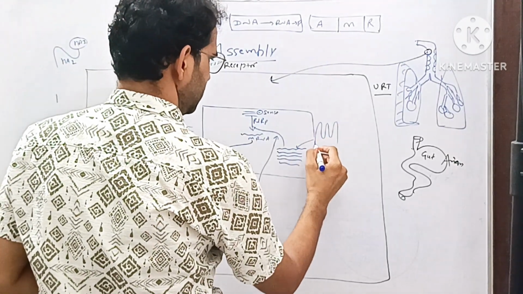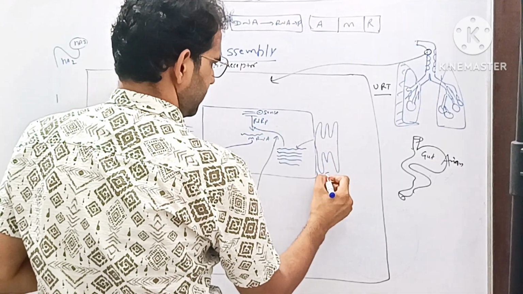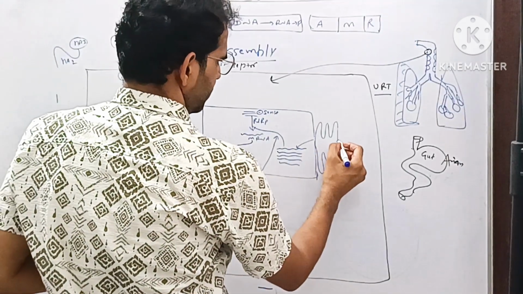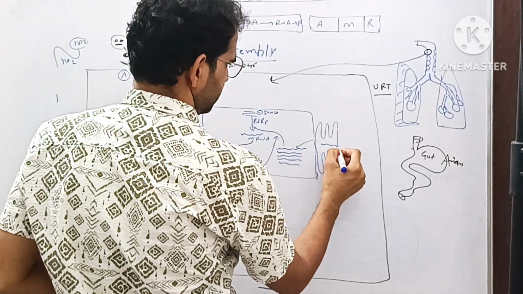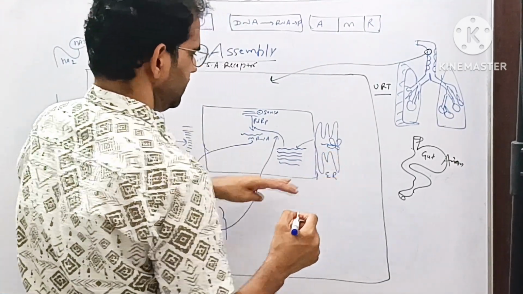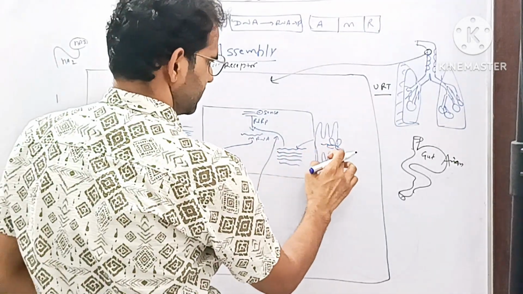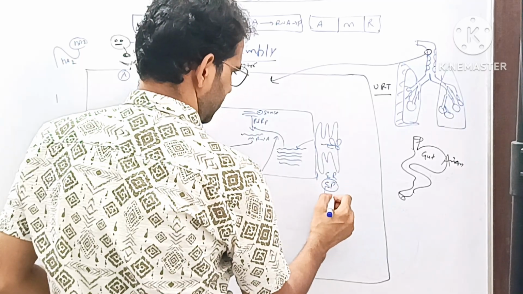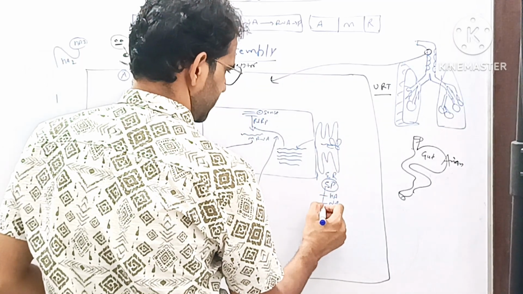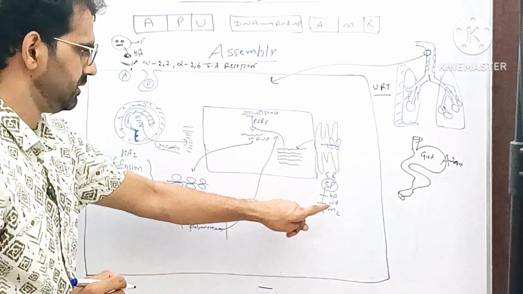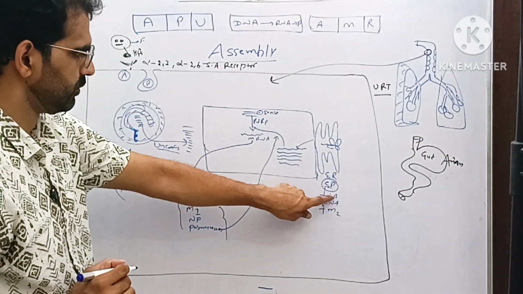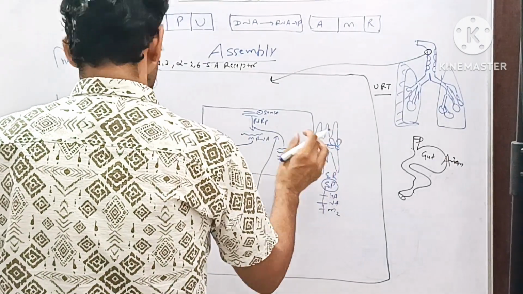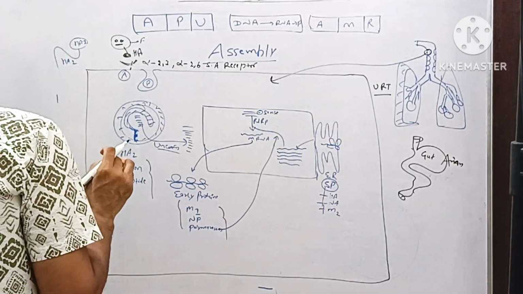this is the endoplasmic reticulum. On this endoplasmic reticulum, protein synthesis takes place. So which proteins are synthesized here? Structural proteins. Hemagglutinin, neuraminidase, and M2 ion channel. So these are the surface glycoproteins of influenza virus. They are synthesized here on the endoplasmic reticulum.